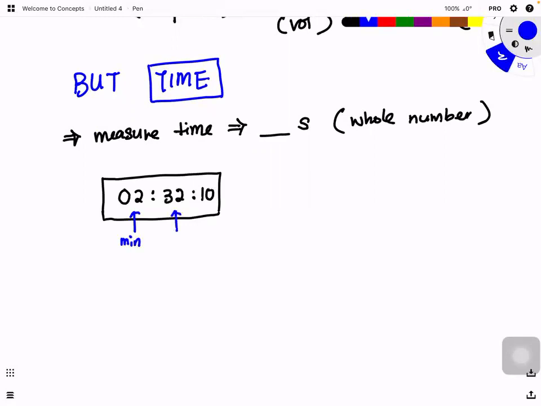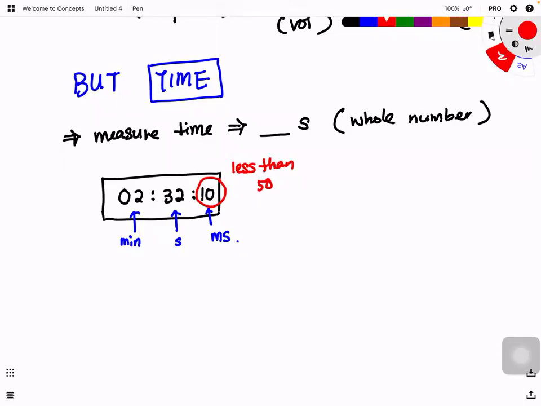This is second. This is millisecond. Are you clear? So it means that it's 2 minutes, 32 seconds, and 10 milliseconds. Okay, 32.10 in this case. So how do you record? As long as the millisecond is less than 50, actually less than 500 in this case, okay?